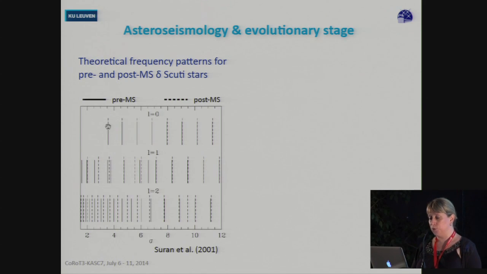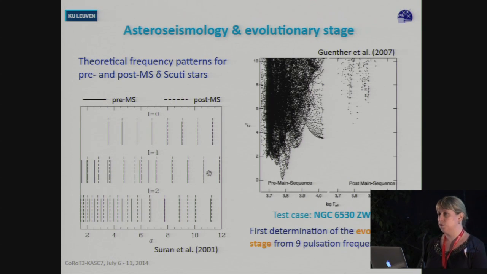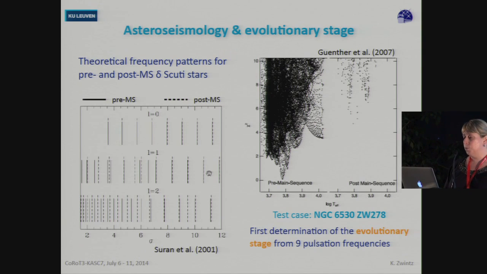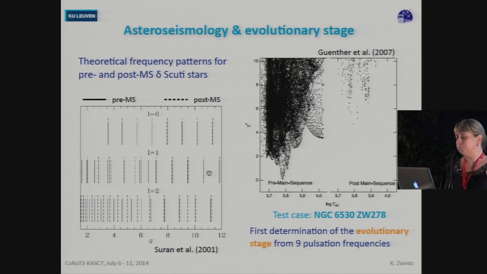So the top row shows you model frequencies for l equals 0, so purely radial modes. There is not a clear distinction between the evolutionary stages. But if you go to l equals 1 or l equals 2 modes, you see already that the pattern is different. So that was a theoretical concept. And of course, it was up to us observers to try to test this hypothesis. The first test we did was with ground-based data of a star in a young cluster where I found 9 pulsation frequencies. And we used the models by David Gunther.